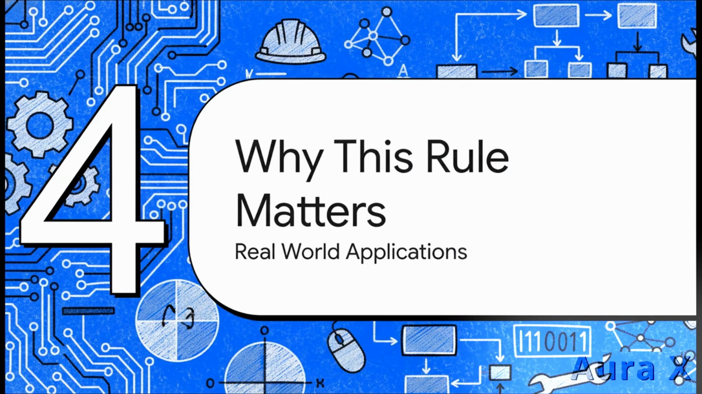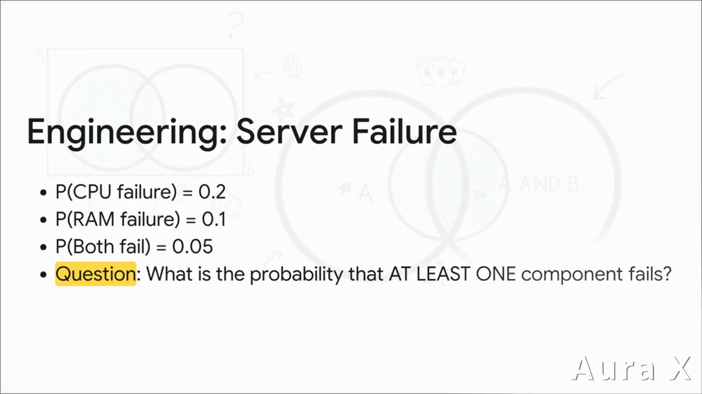Okay, so this is way more than just a fun classroom puzzle. Understanding this rule is absolutely critical in fields like engineering and computer science, where the stakes can be, well, a lot higher. Let's look at a server. Let's say the probability of its CPU failing is 20%. The probability of its RAM failing is 10%. And the probability that both fail at the same time is 5%. The really important question for an engineer is, what's the probability that at least one of these things goes wrong?